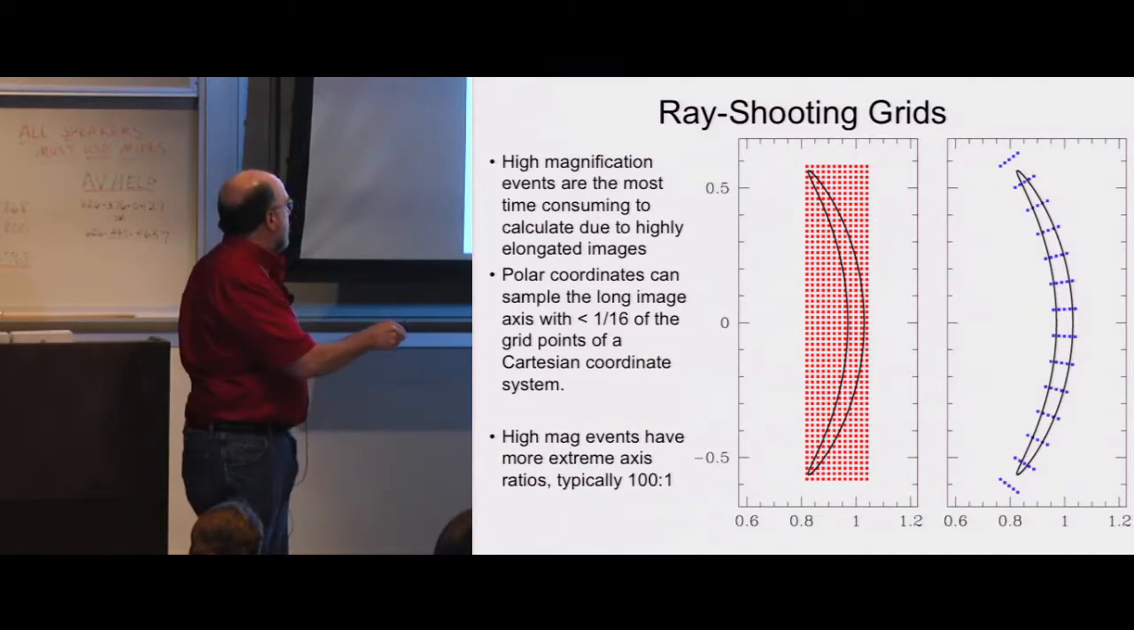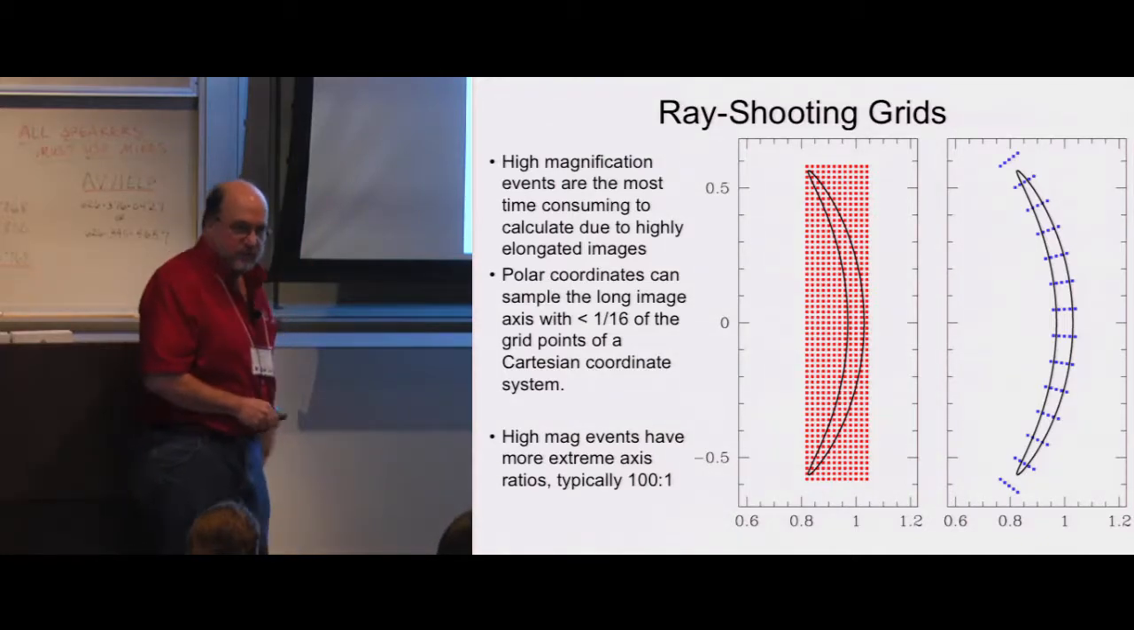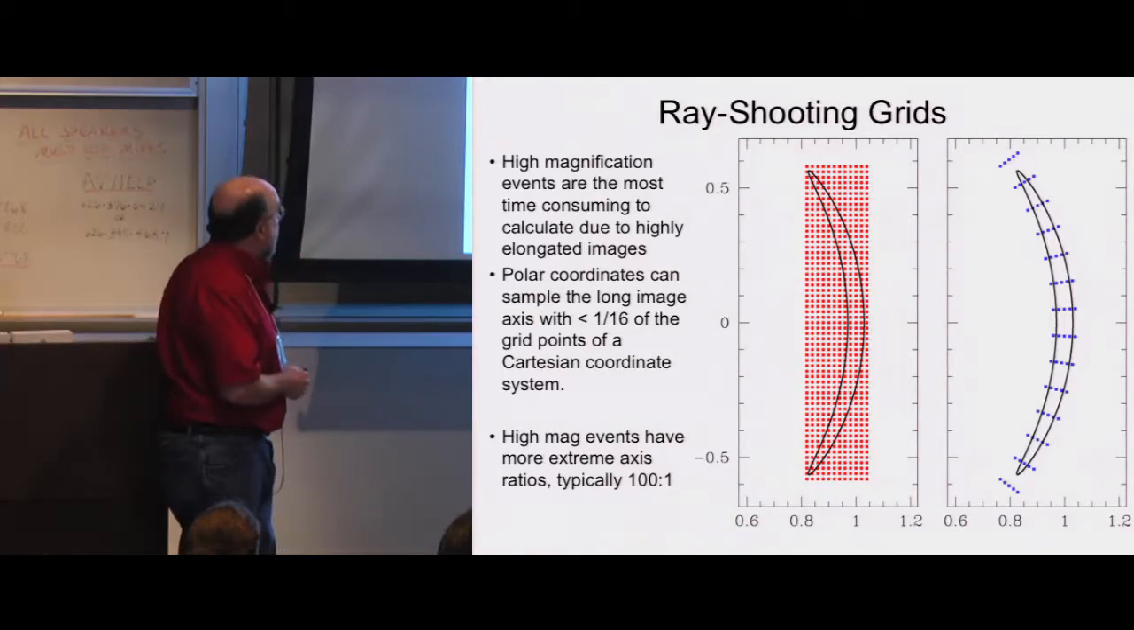It's better to use polar coordinates, and then you can have many more grid points in the radial direction than in the angular direction, so you use many fewer points.